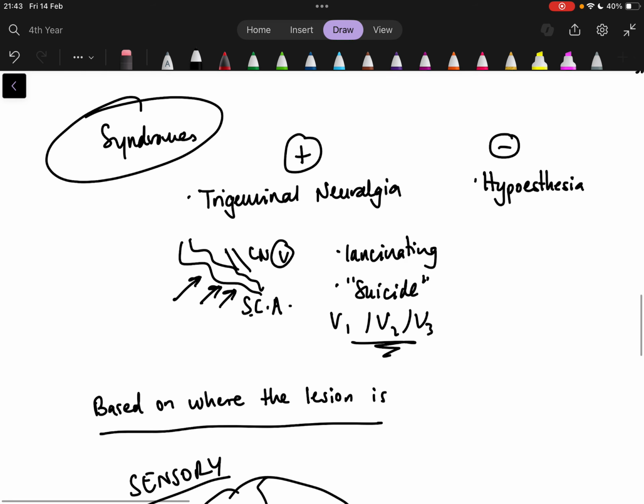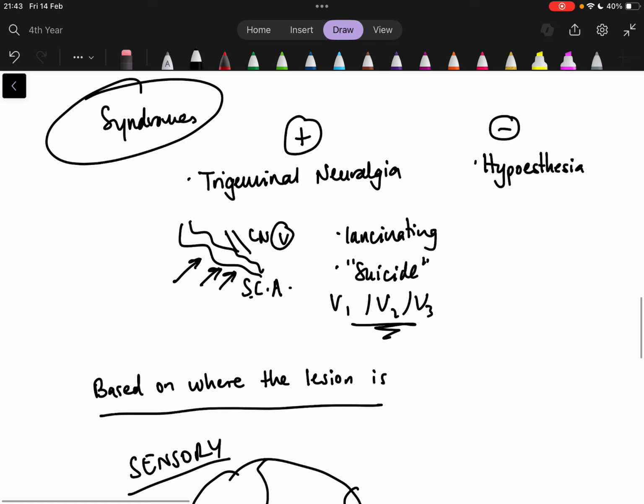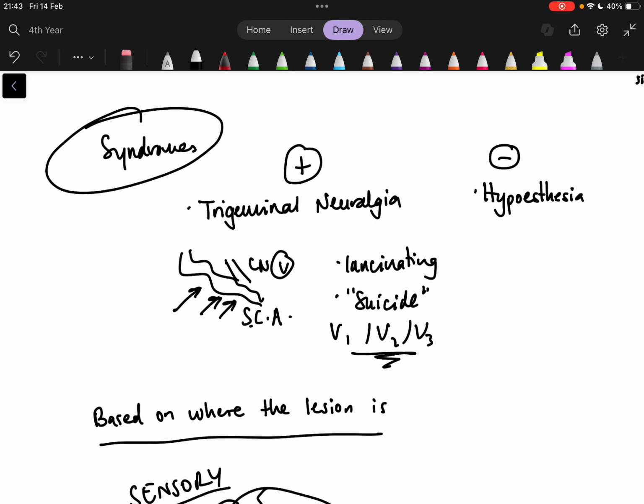So now let's talk about syndromes. All right, so these are things that happen if there's a problem with the trigeminal nerve. And the biggest one, so we can actually split syndromes into positive and negative. Positive means exaggerated things, or positive symptoms basically, and negative means reduced symptoms. So positive symptoms include trigeminal neuralgia, right? This is really, really excruciating pain, and it's known as suicide disease because the pain is so bad it actually gets people to end themselves.